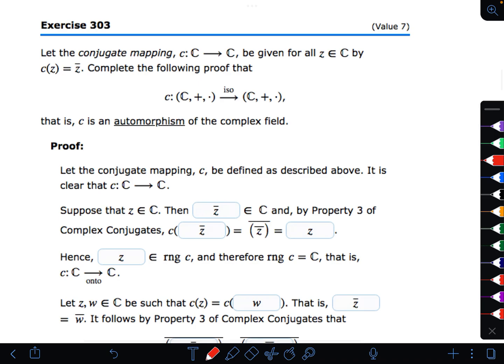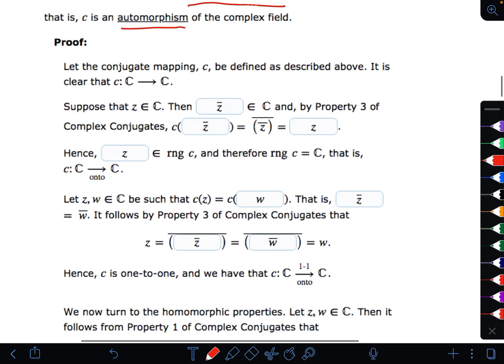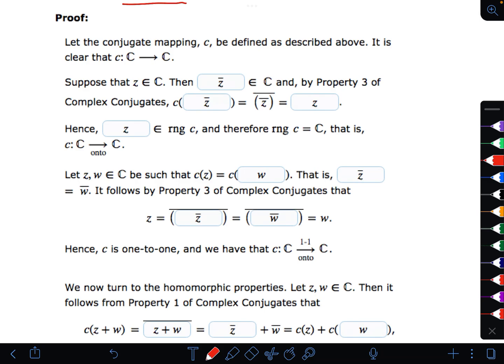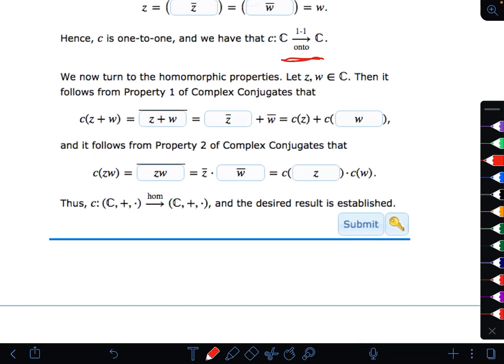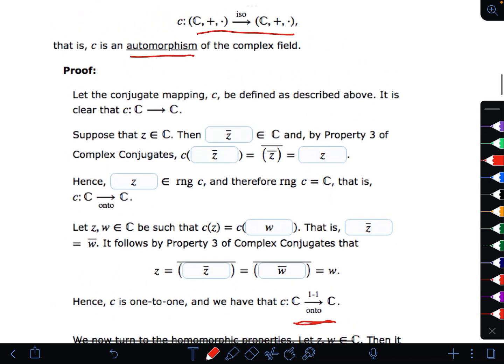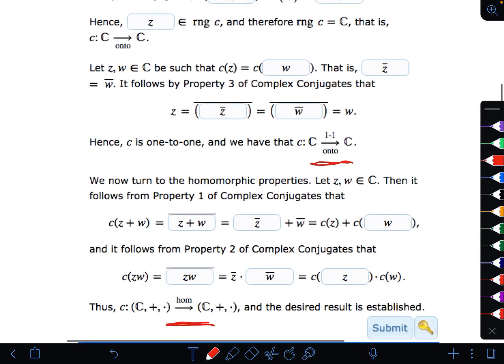Exercise 303 is just a conjugate mapping here. We're doing a conjugate mapping over the complex numbers, and we can prove that it's isomorphic to itself. And of course, whenever you have an isomorph to the exact same operational system, what you have is an automorph, as I defined last Friday. So this is the proof of that, once again showing that the mapping is going to be 1-to-1 and onto, and that it's going to be homomorphic from the field of complex numbers to the field of complex numbers. And of course, when the operational system is the same, it's not just an isomorph, it's an automorph.